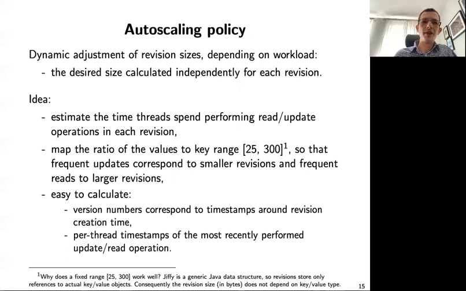Now, why does a fixed range of 25 to 300 work in practice? Firstly, note that we implemented Jiffy as a generic Java data structure, which means that revisions store only references to the actual key value objects. Consequently, the revision size in bytes does not depend on the key value type. Secondly, we observe that creation of a very small revision, so smaller than 25 entries, is not much faster due to some constant overhead in Java. On the other hand, increasing the number of entries within a revision past 300 provides diminishing gains on the lookup times and starts to become problematic for updates.